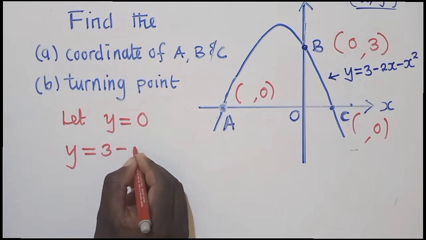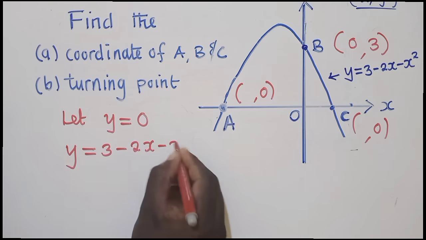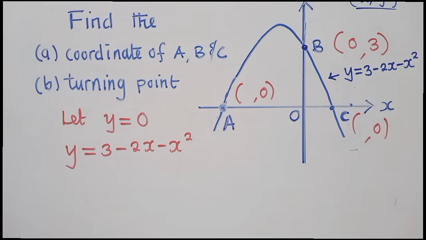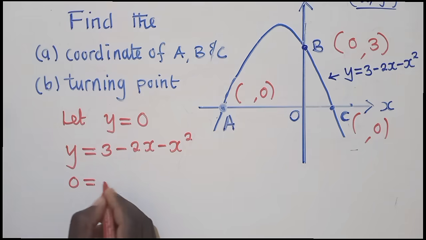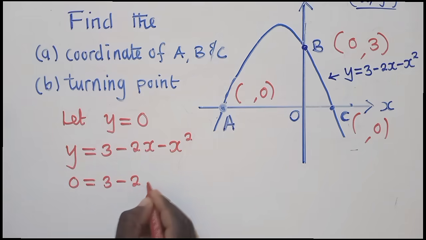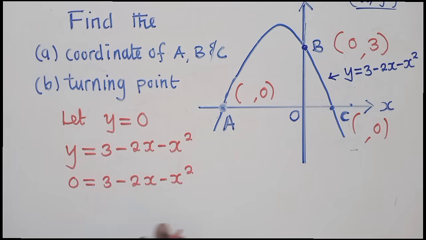So we shall get the given equation there. Y is equal to 3 minus 2x minus x squared. Now we shall substitute this 0 here, so it will look like this. If you are following nicely, this is a quadratic equation. We now solve the quadratic equation. We can even write it in standard form. It will look like this.